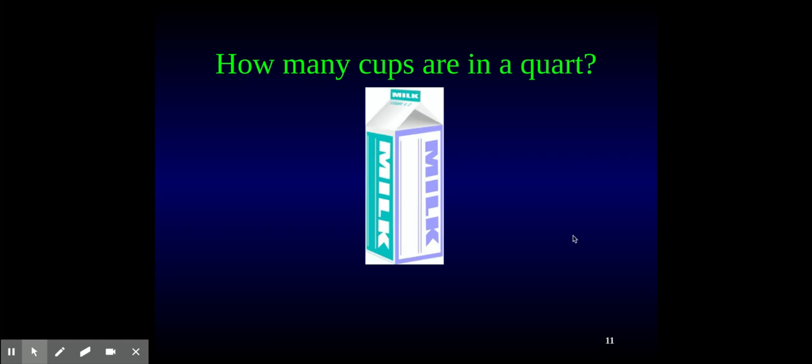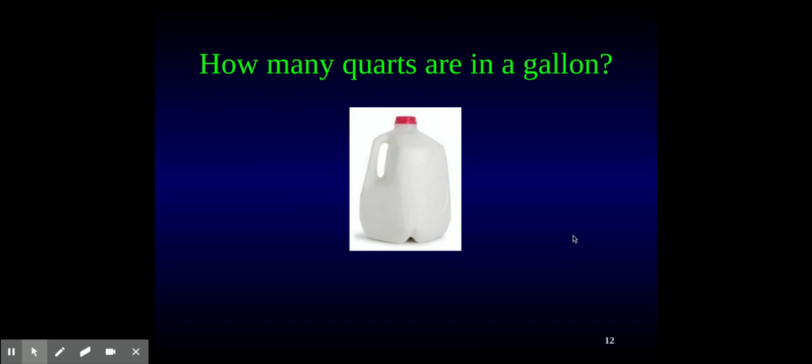How many cups were in a quart? So if we said 2 cups are in a pint and 2 pints are in a quart, that means that there are 4 cups in a quart. And then how many quarts are in a gallon? Quart, if you think of quarter, how many quarters make a dollar? That is 4. Nice job.